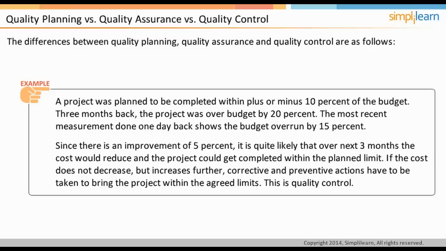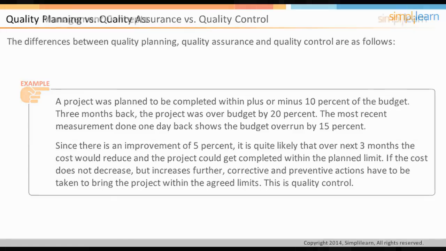Therefore, the project has shown an improvement of 5% in the last 3 months, and it is quite likely that over the next 3 months, the project may get within the planned limit of 10%. Instead of showing improvement, if the data shows a cost increase, then corrective and preventative actions are required to get the project within the 10% limit. This is quality control. In the next screen, let us discuss a few quality management concepts.